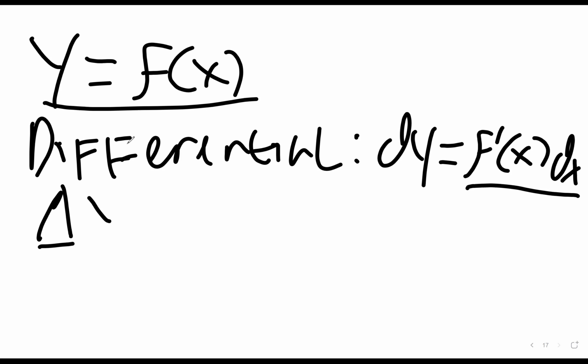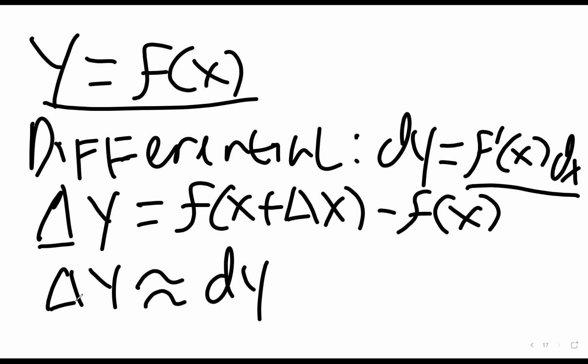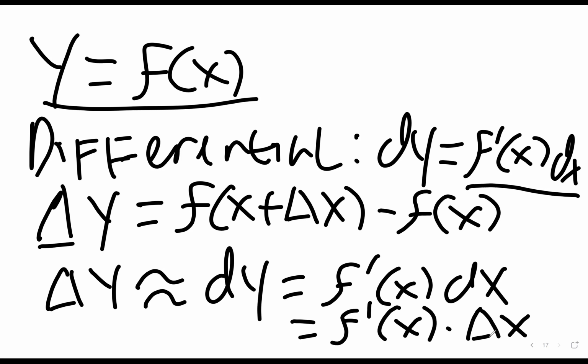If delta y is f of x plus delta x minus f of x, then delta y is approximately dy, and dy is f prime of x dx. In a practical problem, you have to calculate f prime of x and then multiply it by delta x. Of course, sometimes the explicit formulation of f is not given, so you have to know what the definition of f is in the question.